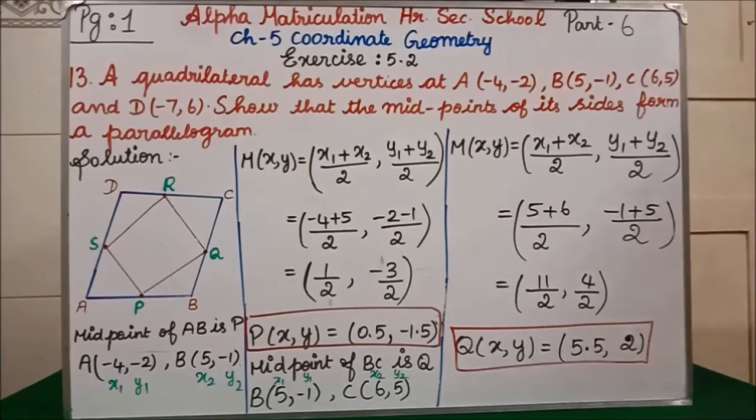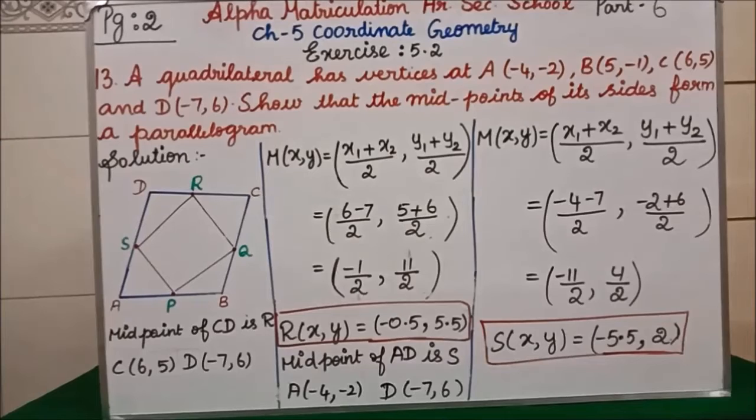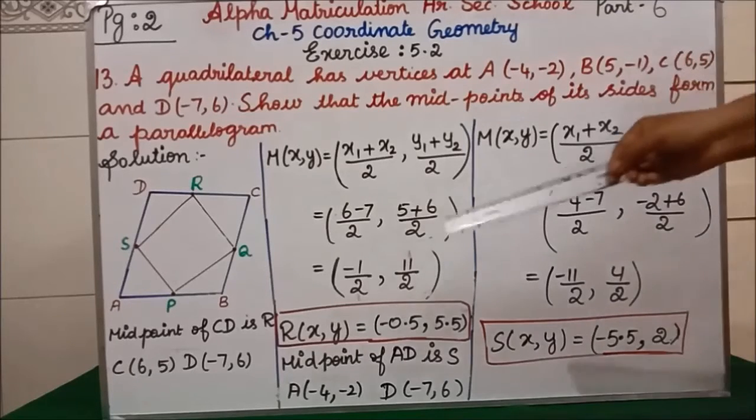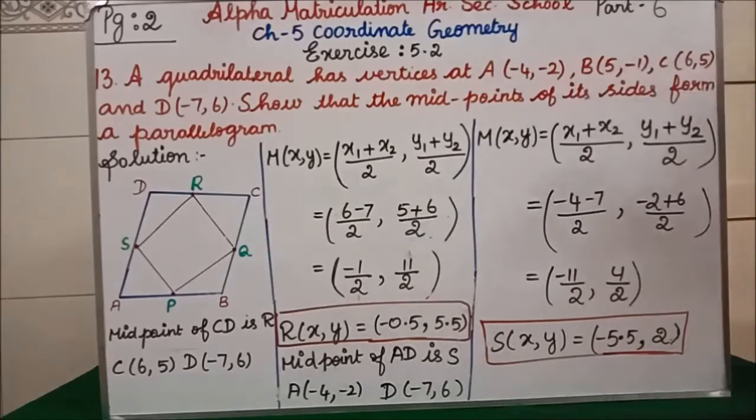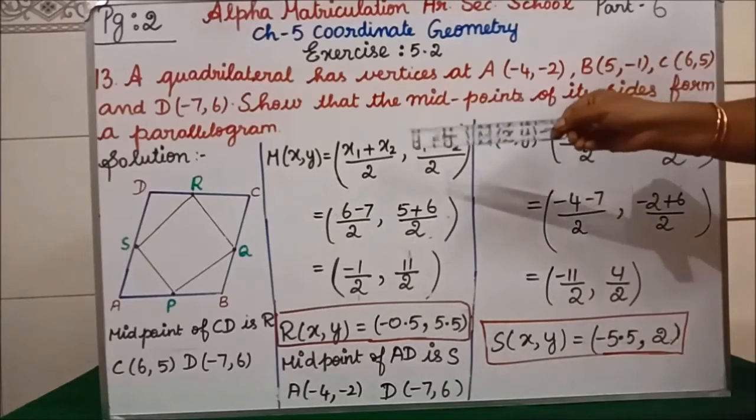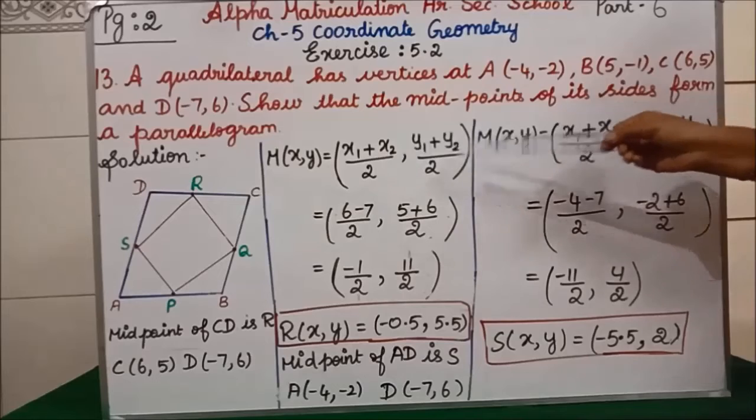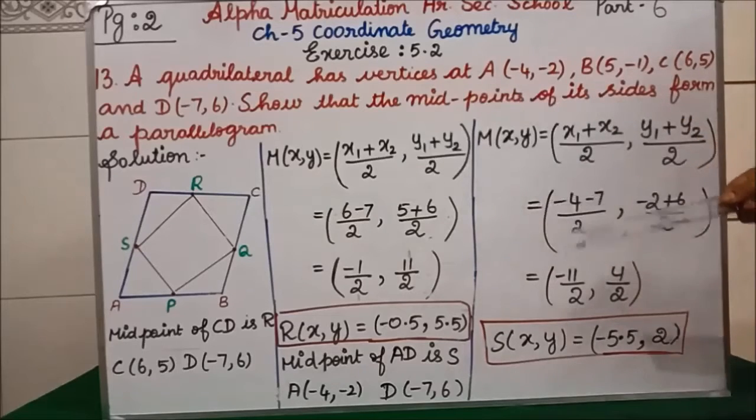Similarly, next we have to get R and S. I will erase this. Now in page number 2, we will find the R and S values. 13th question, this is page number 2. Next, the remaining sides we are going to find the answer. Midpoint of CD is R, C point and D point we are taking from the question. So again the midpoint: x1 plus x2 by 2, comma y1 plus y2 by 2. x1 value is what? 6 minus 7 divided by 2, comma 5 plus 6 divided by 2.